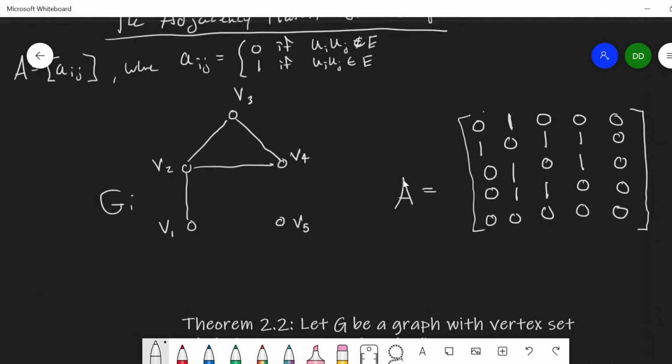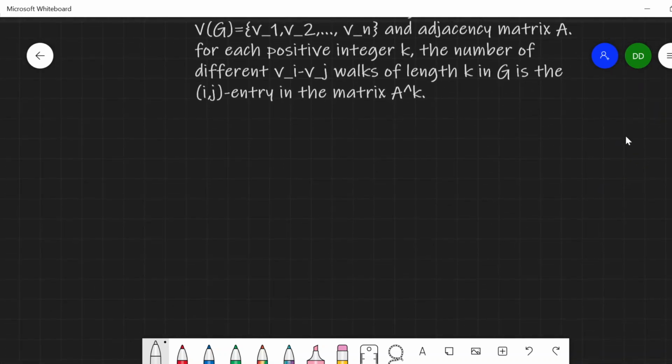So this is pretty cool. If I raise the adjacency matrix to, say, the third power, and I look at, say, the 1, 3 entry, that would tell me the number of walks of length 3 between vertex 1 and vertex 3. So this is the idea. Let's take a look at a proof. I'm going to write proof sketch here because I don't want to write every single last detail.